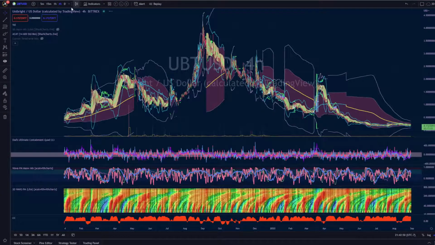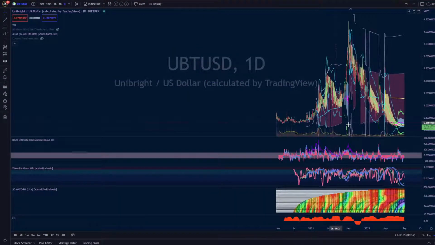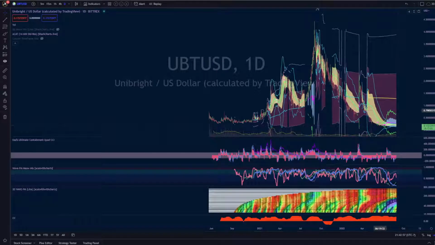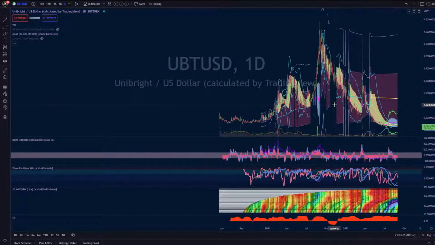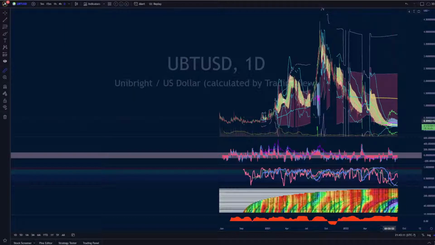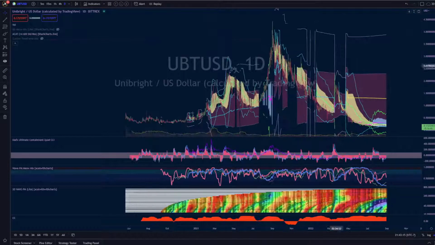Speaking of Uniswap coins, slow bleed on Unibright, unfortunately. I do like this project. It's been a minute since I checked up on it. I could see 100x return. Who knows? Could be fun. 2,000% return. Who knows? Could be fun. Yeah, don't follow that TA at its current time.